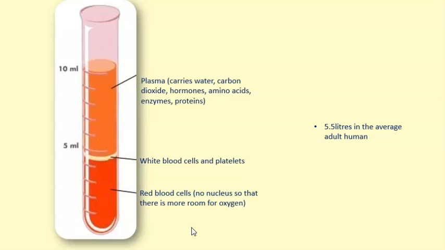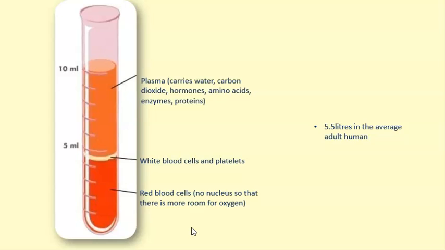Moving on, the white blood cells help the body to fight disease. So if there is a question about fighting disease, you need to refer to the white blood cells. The platelets help your blood to clot. So if you cut yourself, your blood needs to clot so that you don't carry on bleeding. So the platelets help your blood to clot.